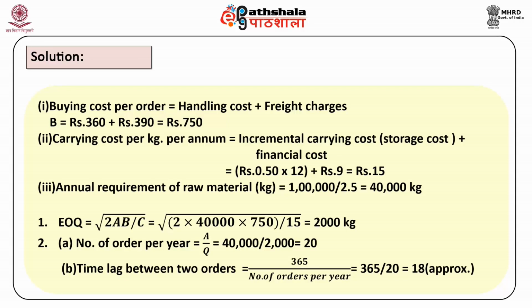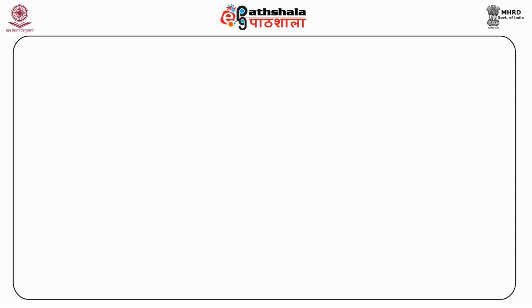Time lag between two orders is equal to 365 divided by number of orders per year. That is equal to 365 divided by 20, which is equal to 18 approximately.